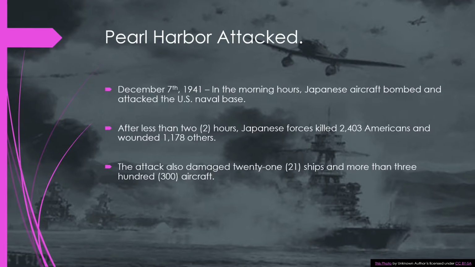That picture there is a painting or depiction of Japanese aircraft attacking American forces at Pearl Harbor, which was a naval base used by the U.S. in Hawaii. So on December 7th, 1941, in the early morning hours, Japanese aircraft are going to bomb and attack the U.S. naval base. And after less than 2 hours, Japanese forces managed to kill 2,403 Americans and wound 1,178 others. Now, the attack also damaged 21 ships and more than 300 aircraft.